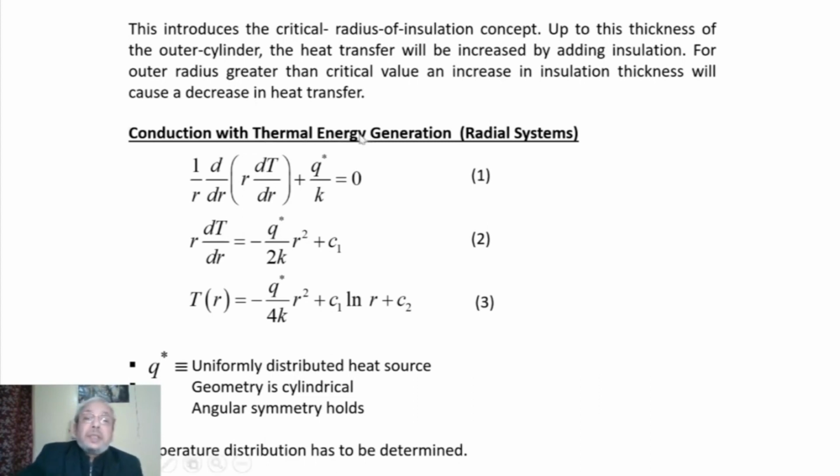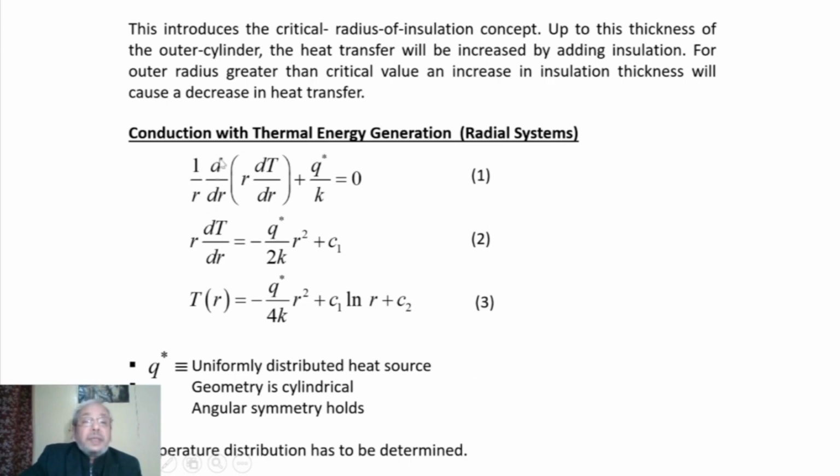Now, conduction with thermal energy generation. This is yet another system. We will consider a radial system, but not a hollow cylinder. This is a solid cylinder with thermal energy generation rate, that means a uniformly distributed heat source.